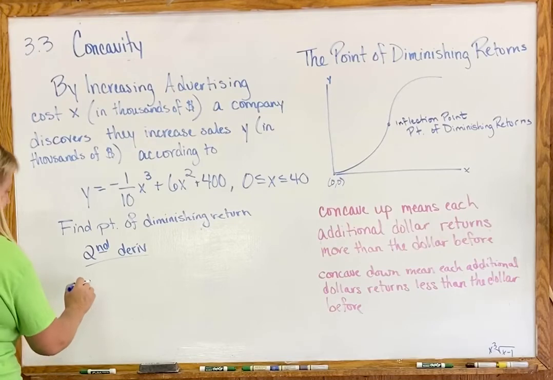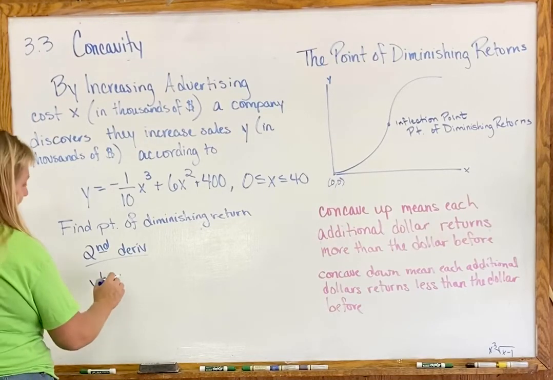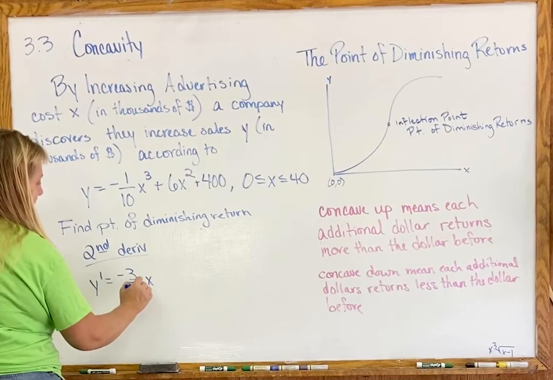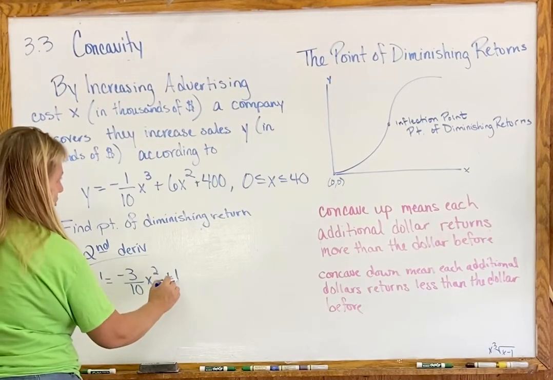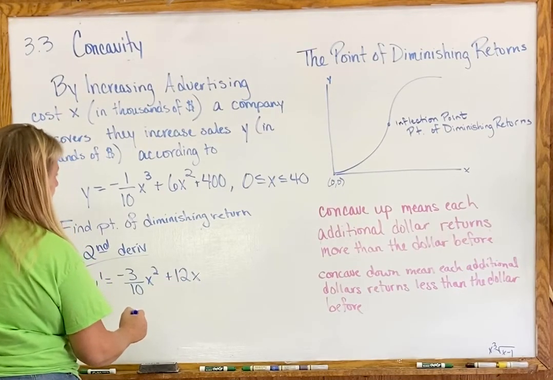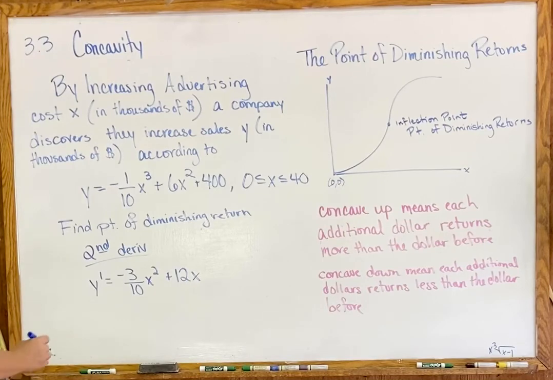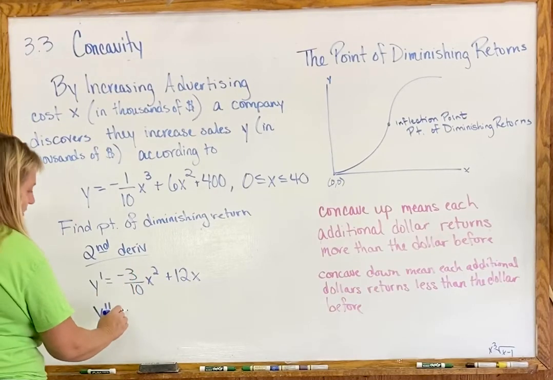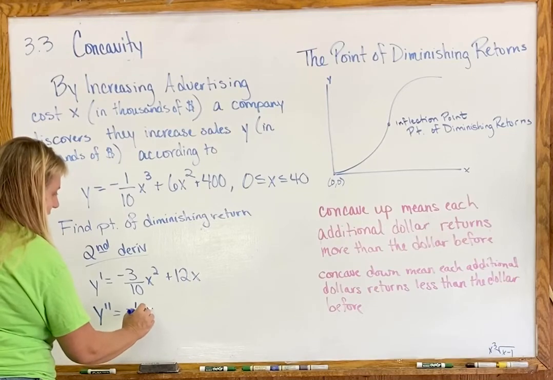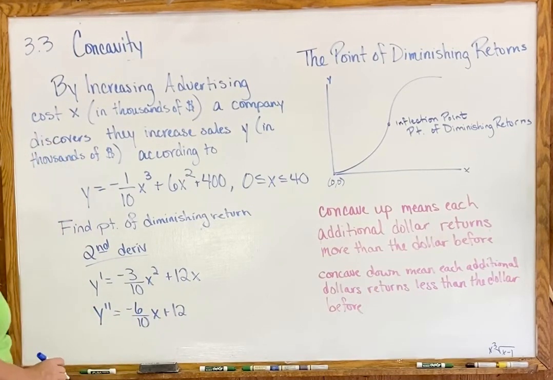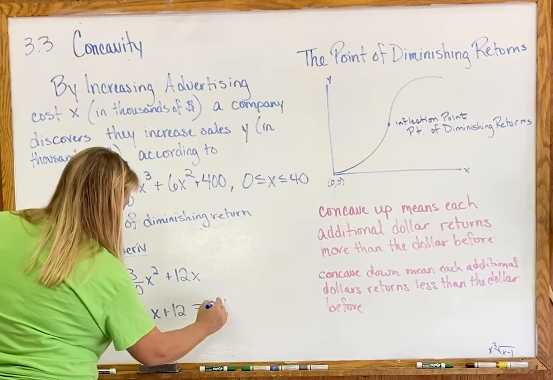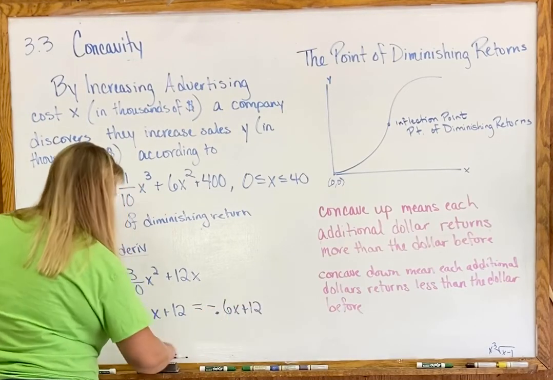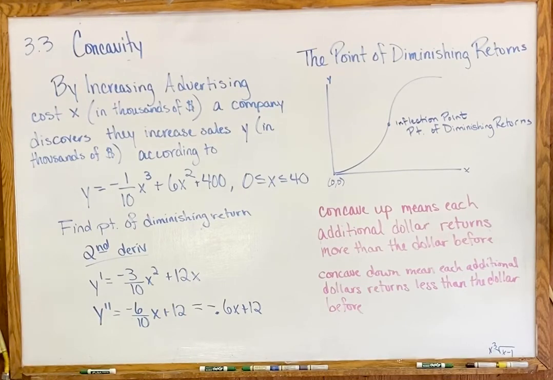So let's find y prime first. So y prime will be negative 3/10 x squared plus 12x. Oh, that's it. Okay, that's not bad. All right, but we need the second, right? We don't need the first. So this time we'll bring down the 2, so that'll be negative 6/10 x plus 12. And as we're in a business application here, why don't we just go like that? Still decimals, right? So we've got negative 0.6x plus 12.